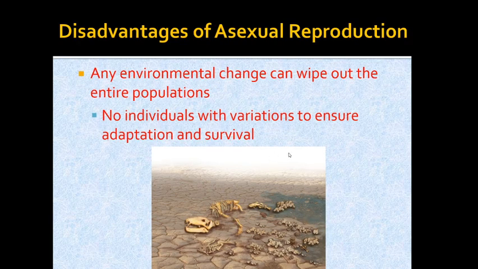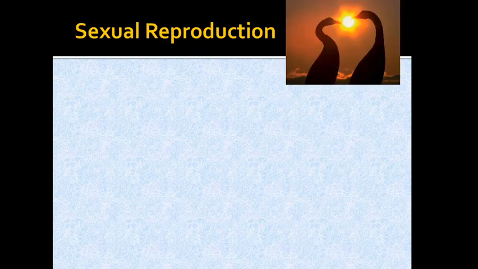So any change in the environment is a problem. Any change in the environment can actually wipe out the whole population, and that's a problem with asexual reproduction. Since they all have the same DNA, they are susceptible to the same disease. They can only survive at a certain condition, so it's very difficult for them to survive if there is a change in the environment. So there are no individuals with variation to ensure adaptation and survival. And yeah, we'll start with sexual reproduction next time.